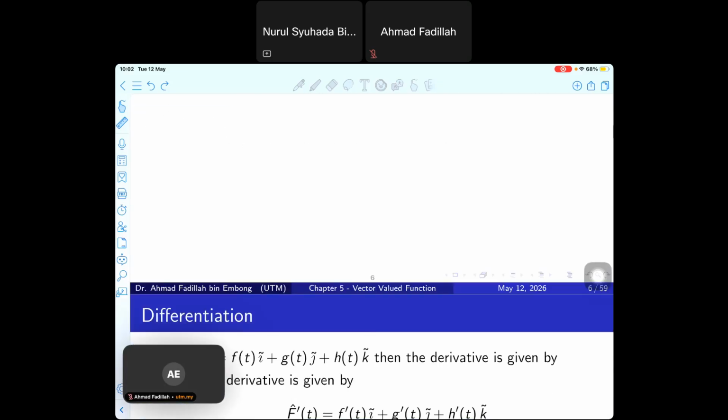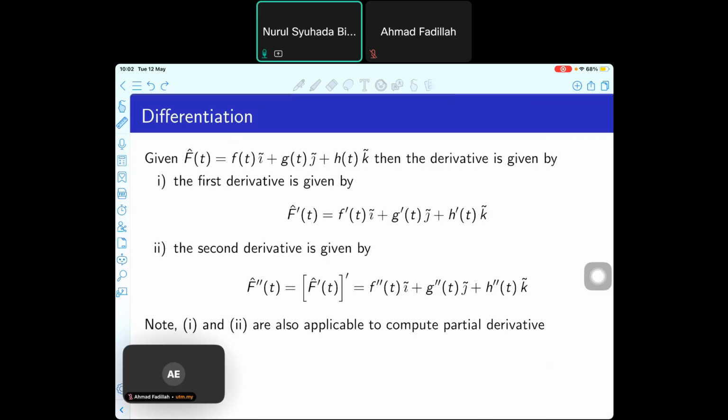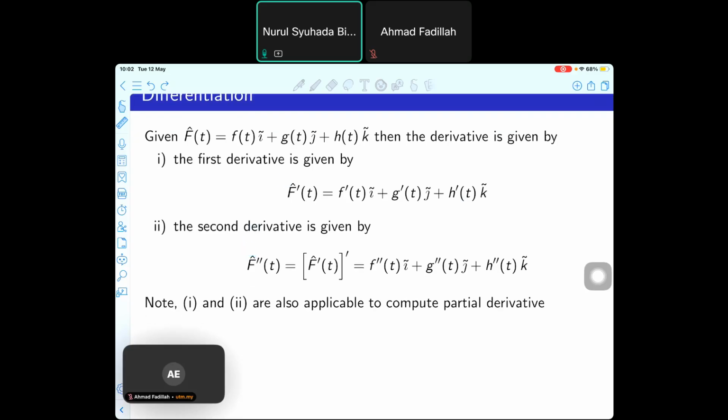Okay, so done with that one. Now we continue with the differentiation. For a given f, the derivative is defined in the following way. To find the derivative of f, you just find the derivative of f, g, and h one by one. If you want to find a higher order derivative, for example the second order derivative, you need to find the second derivatives: f double prime, g double prime, and h double prime.